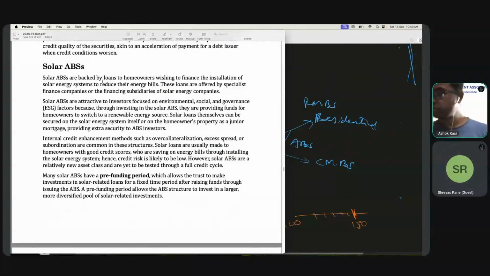Then solar ABS, backed by loans to homeowners wishing to finance the installation of solar energy. Okay, just the same concept, just backed by solar energy related loans.